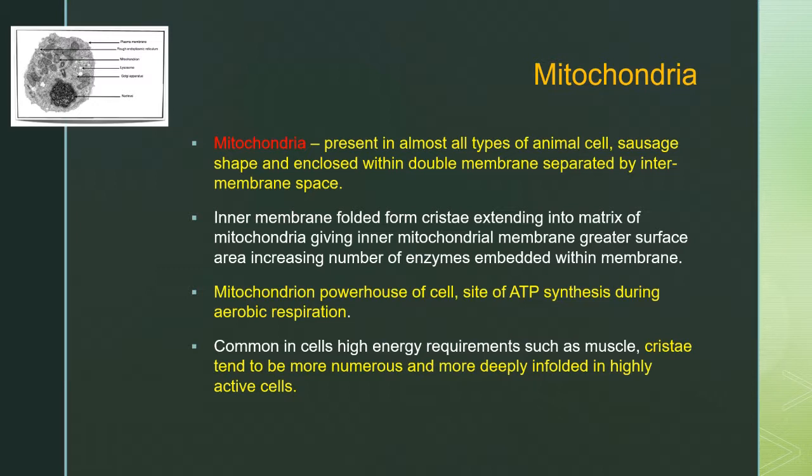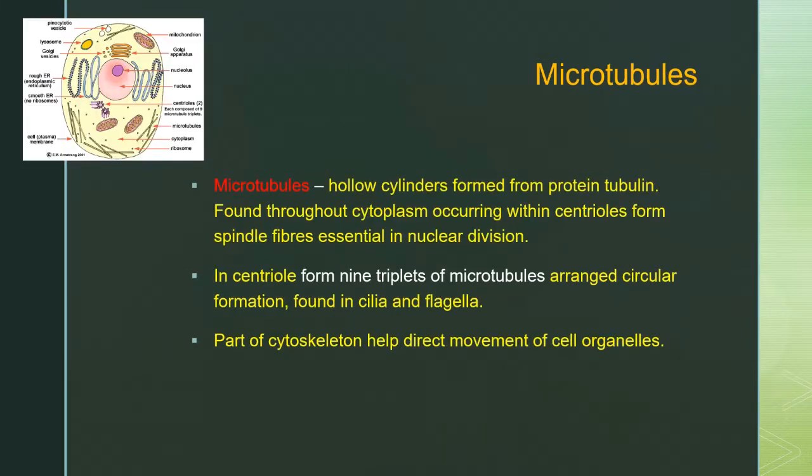The mitochondrion is the powerhouse of the cell, like already mentioned, as it is the site of ATP synthesis during aerobic respiration. It's common in cells with high energy requirements such as muscle, as the ATP needs to be provided. The cristae will tend to be more numerous and more deeply enfolded in these highly active cells.